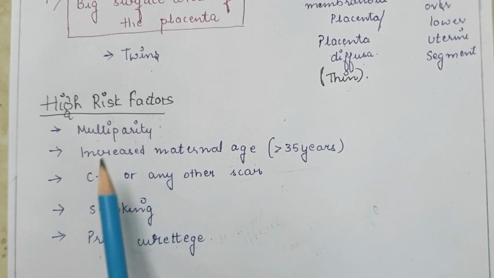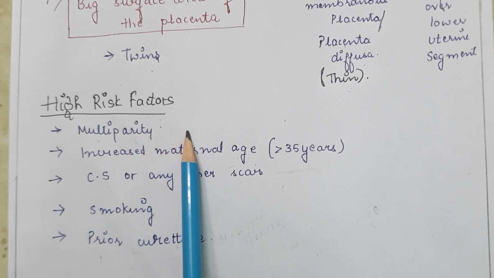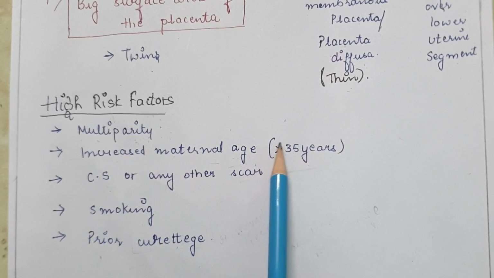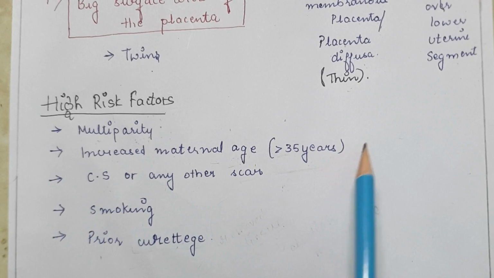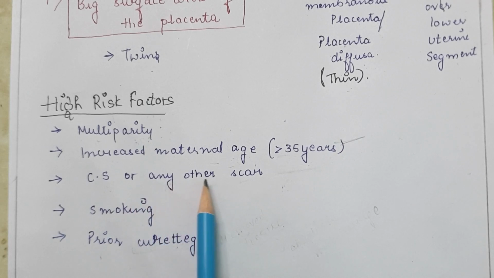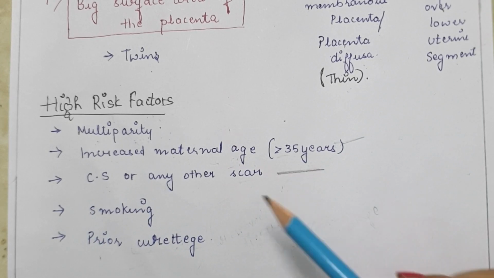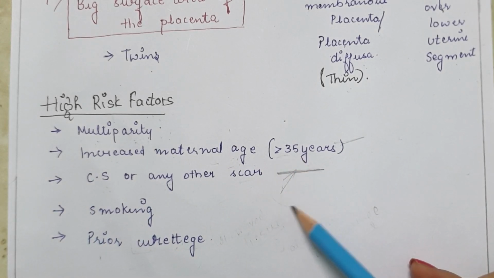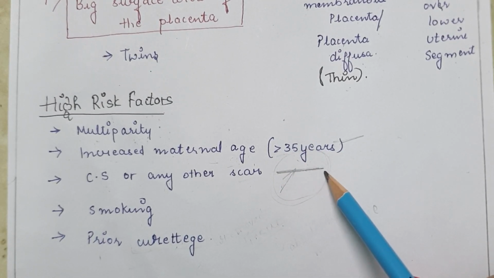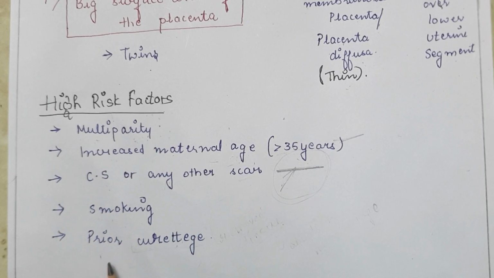High risk factors. Placenta previa is much more common in the multiparous woman, that is the woman who is pregnant for more than one time, plus increased maternal age when the woman becomes pregnant at the age of more than 35 years. In that case also there is an increased risk of placenta previa. Third one is cesarean section or any other scar in tissues of the uterine cavity because of any surgery like myomectomy. So if there is a scar inside the uterine wall, it prevents the implantation of the placenta, which leads to placenta previa. Next is smoking or prior curettage.